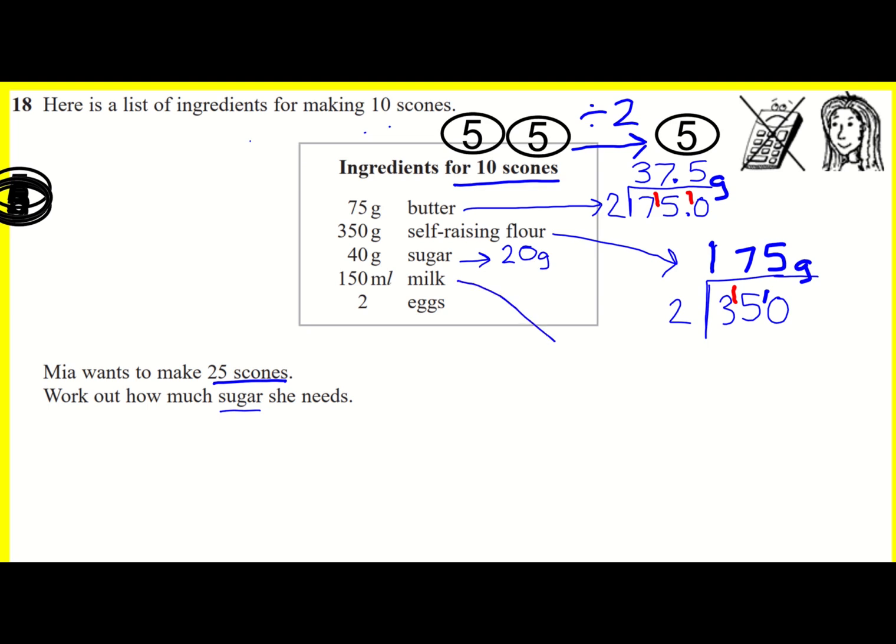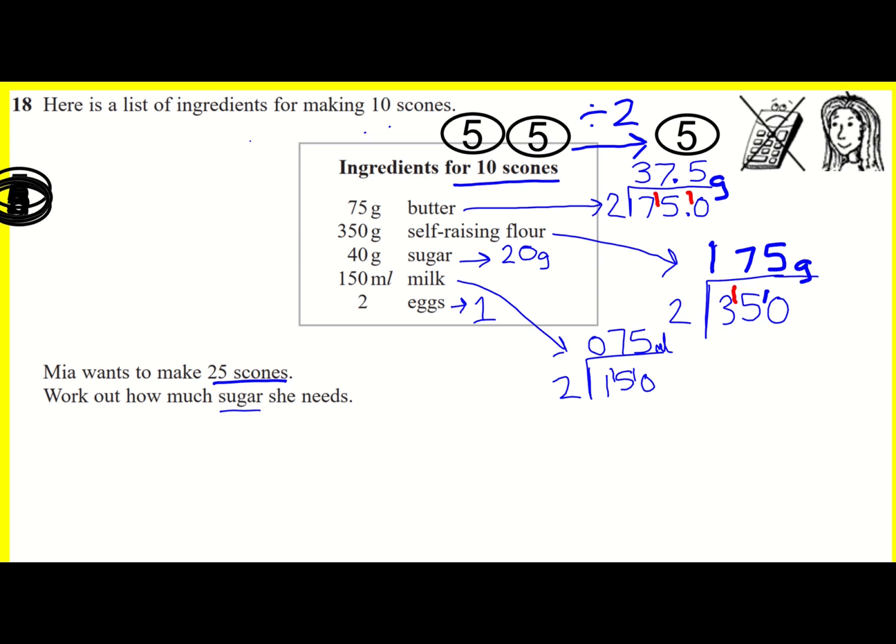150 mils divided by 2. Let's just do a quick bus stop. 2's into 1 don't go. 2's into 15 go 7. Remainder 1. And 2's into 10 go 5. So that would be 75 millilitres of milk for 5 scones. And this one's a nice easy one. Divide this by 2 is 1 egg. So that now gives you the amount of each ingredient for 5 scones.